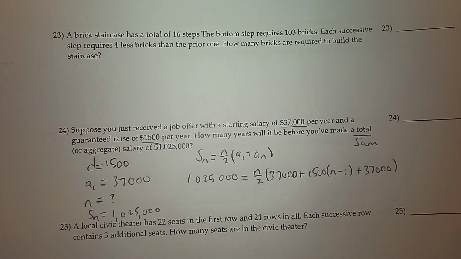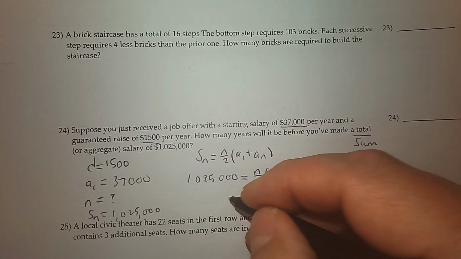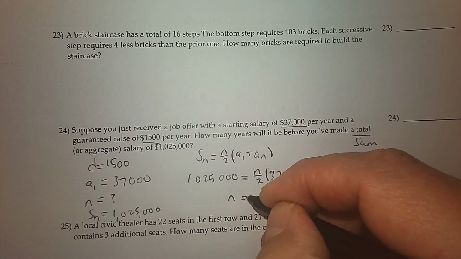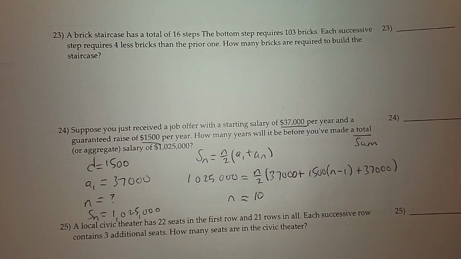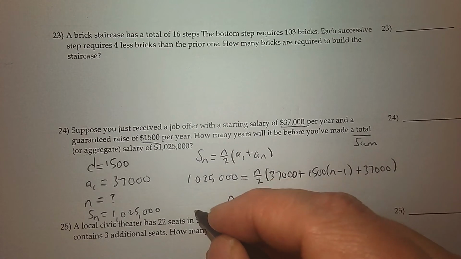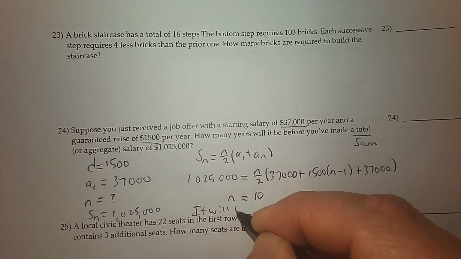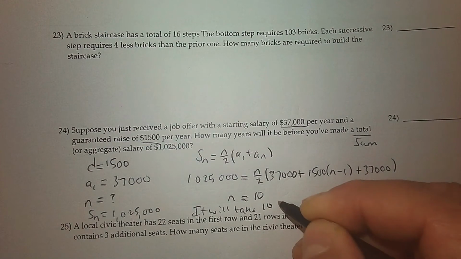Almost there. So I get two answers. I'm going to round to the positive answer. So the answer is about 9.888. So it's pretty close to 10 when I round it. I'm not using negative 13.8. So how many years before you made a total? And it would take 10 years to be a millionaire.